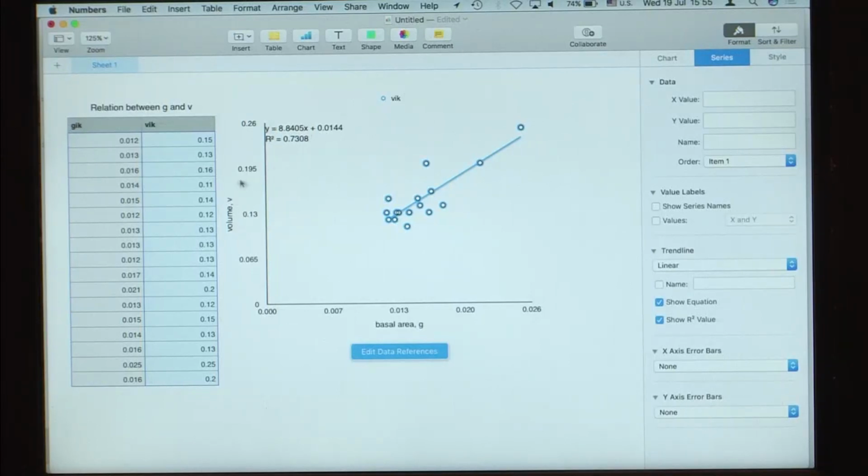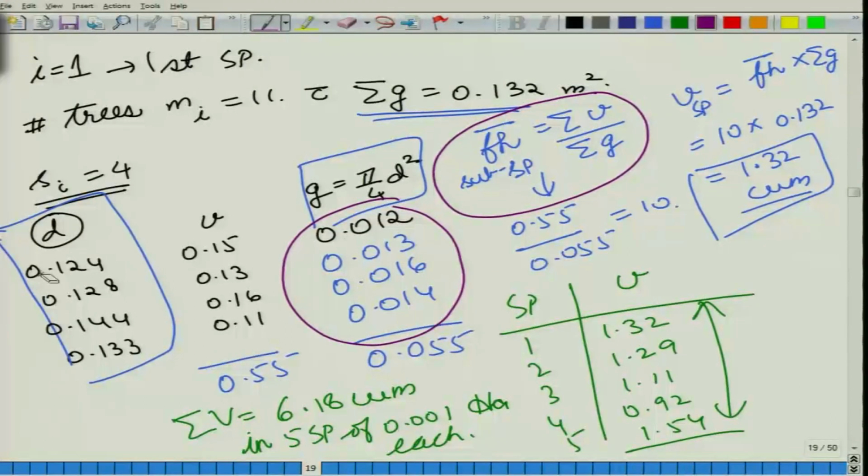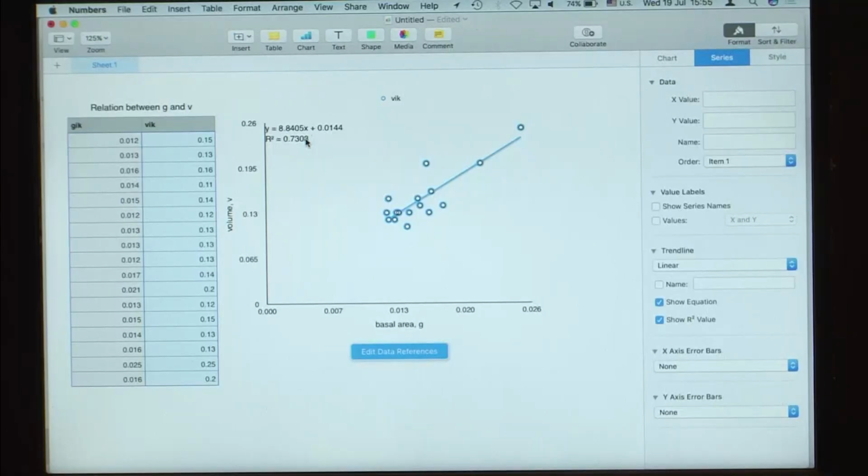The y value is the volume value. We are seeing that the volume is equal to 8.8405 times the basal area. Volume divided by the basal area would be the form height, so essentially the form height that we are getting here is 8.84. Now, if we go back to the tablet, we had computed this form height and it was 10. Coming back to the slides, here we are getting a form height of 8.84, and this is the place where this straight line is going to cut the axis.